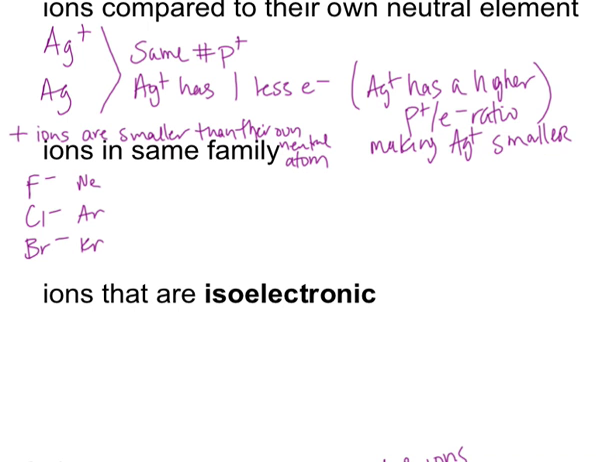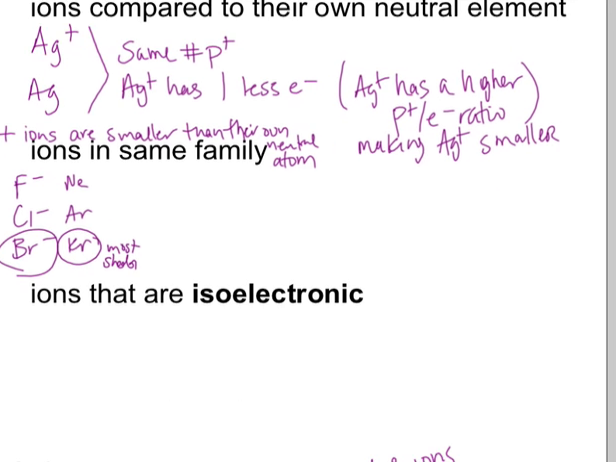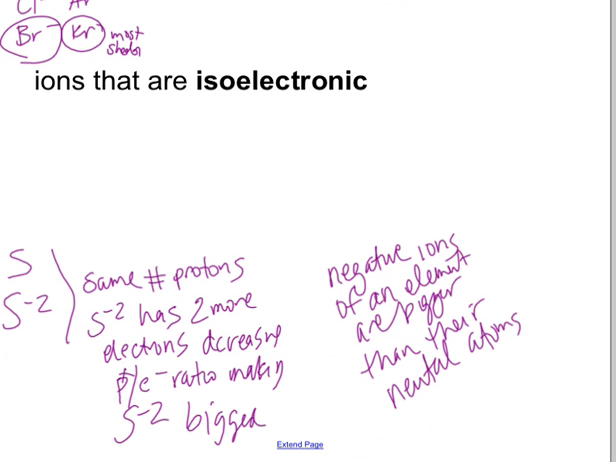So when in doubt, find out what noble gas these things are isoelectronic to. This is the biggest because it's most shielded, and this is the smallest. So Br minus, in turn, is the biggest. Okay? So that one's easy. Same thing, group ones. So in the same family, we're talking about up and down. You can just use the trend. Now, this one is the big one right here.